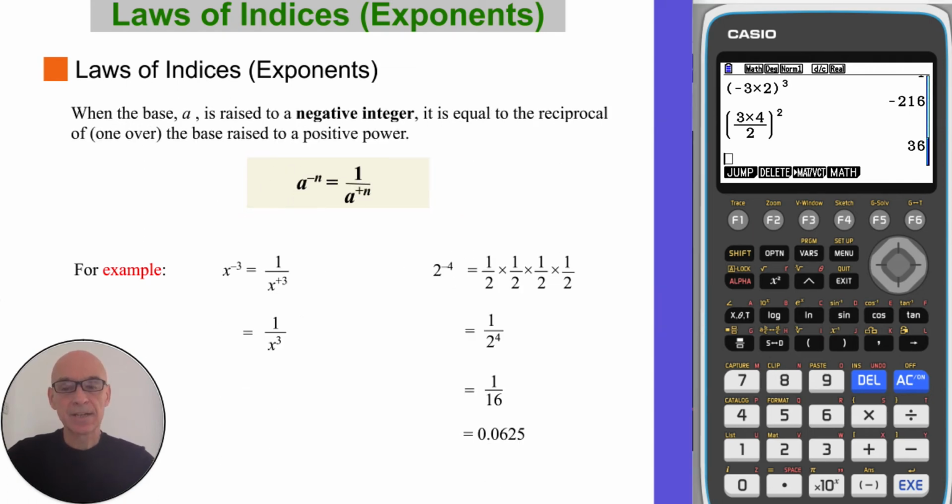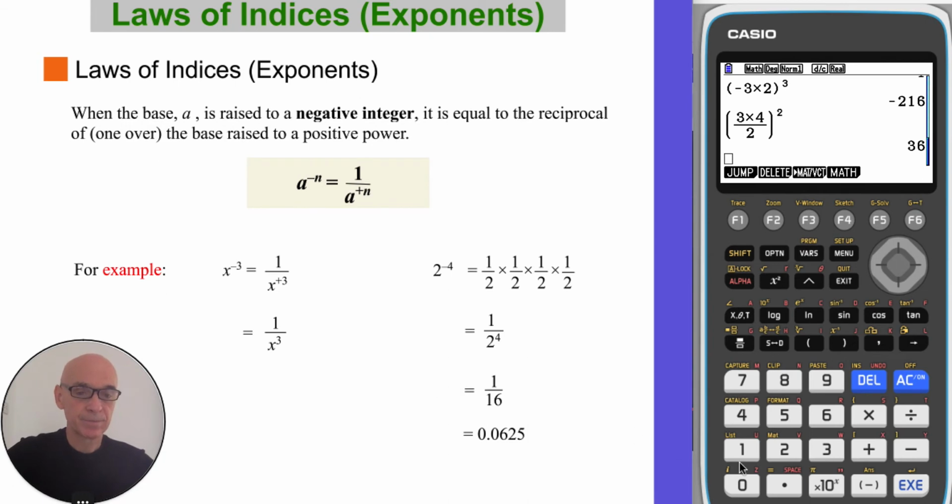The next law states that when the base a is raised to a negative integer, a negative whole number, it's equal to the reciprocal of the base, or 1 over the base, raised to a positive integer, a positive power. So for example, x to the power of negative 3 is equal to 1 over x to the power of positive 3. That's 1 over x cubed. And numerically, 2 to the power of negative 4 is equal to 1 over 2 to the power of positive 4. And that's equal to 1/16.